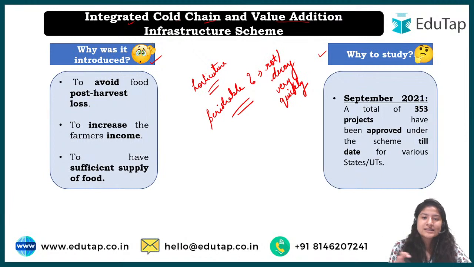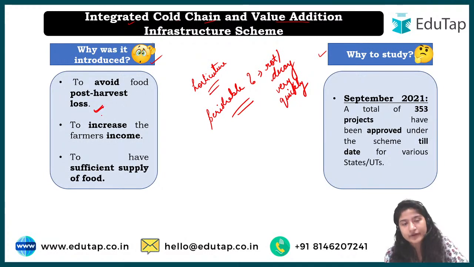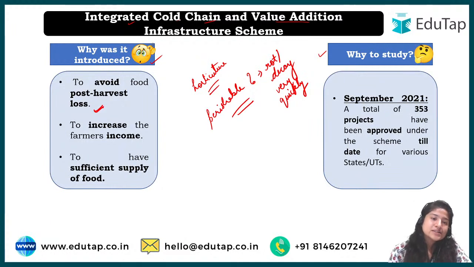So this particular scheme was introduced keeping in mind that there is a lot of post harvest loss. There should be a particular method which would help to tackle this problem.